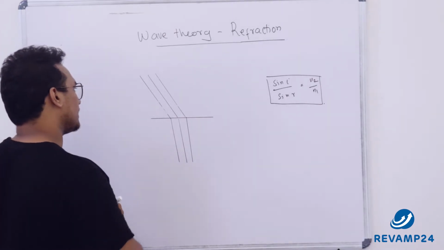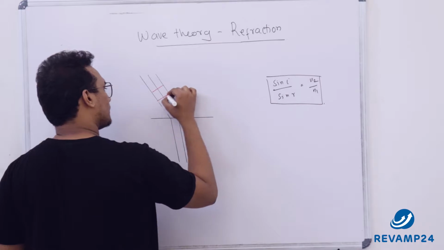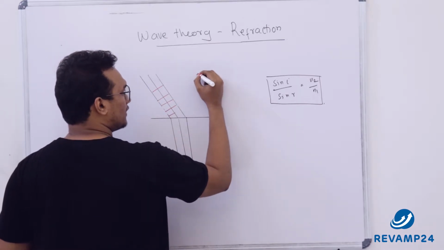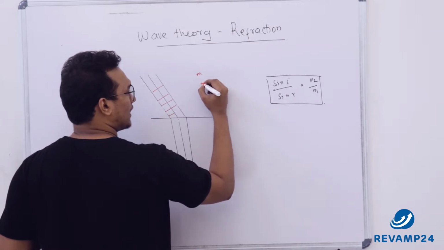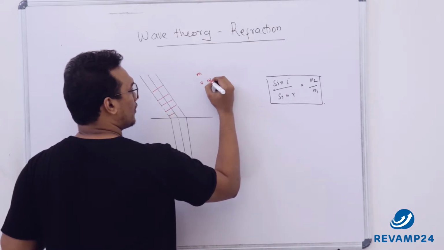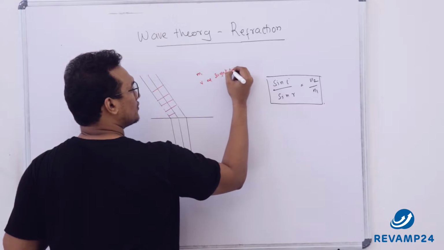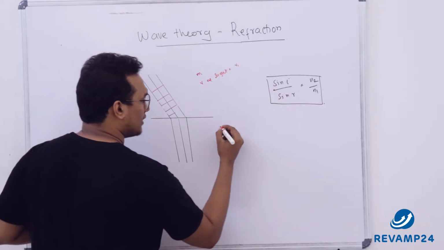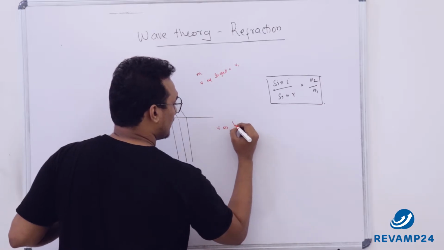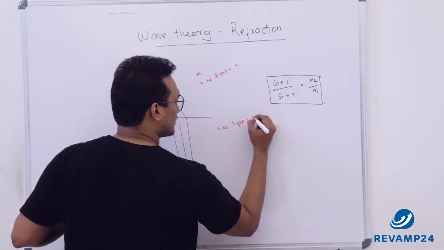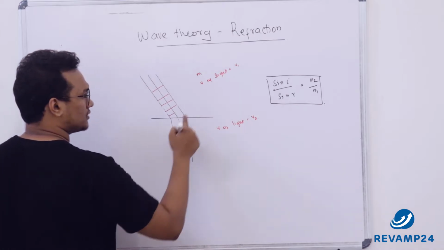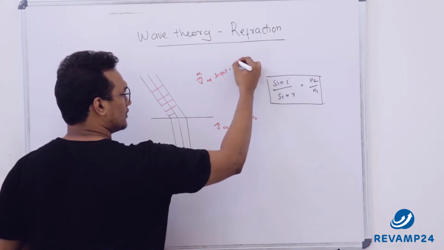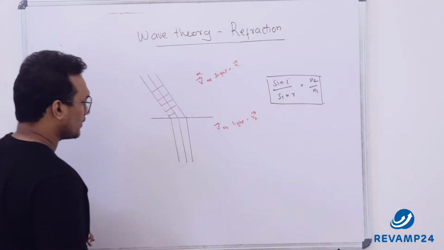Now as per wave theory, a wavefront is being propagated in one medium. So this is medium 1, and in this medium 1, the velocity of light is V1. Let's say this is also a transparent medium, but the velocity of light in this medium is V2. So this is velocity vector V1 and vector V2.